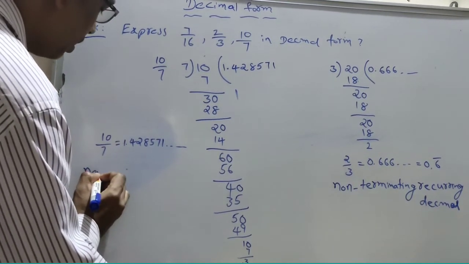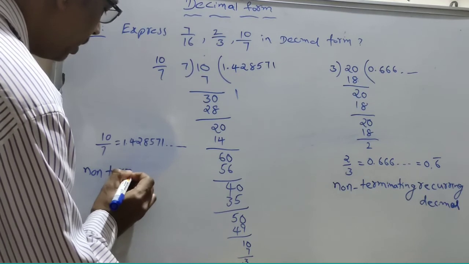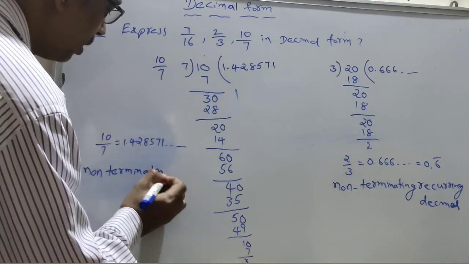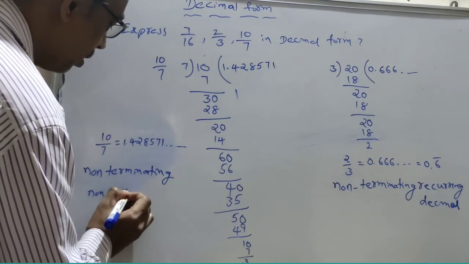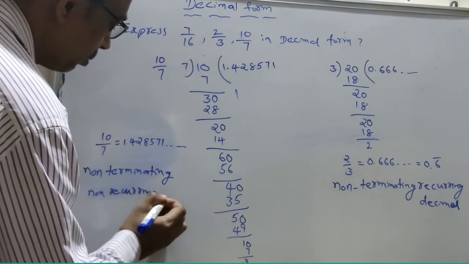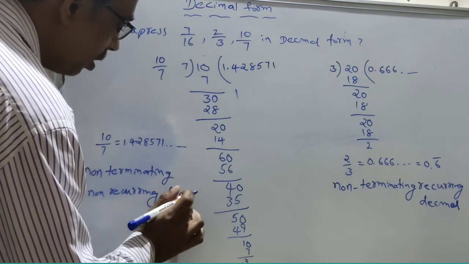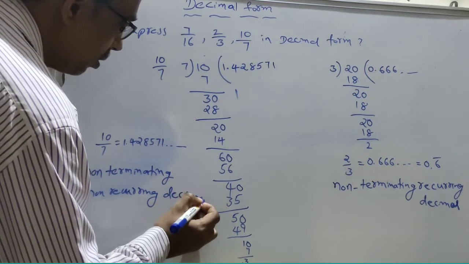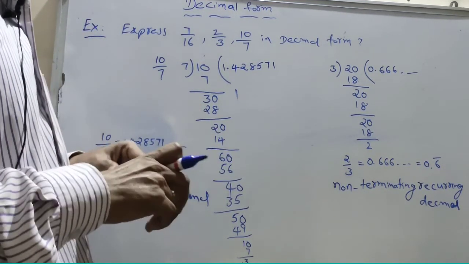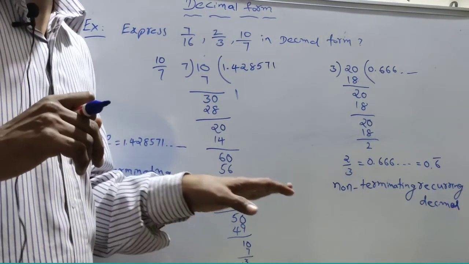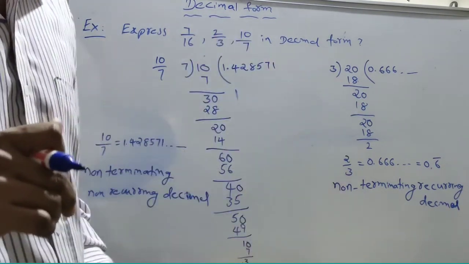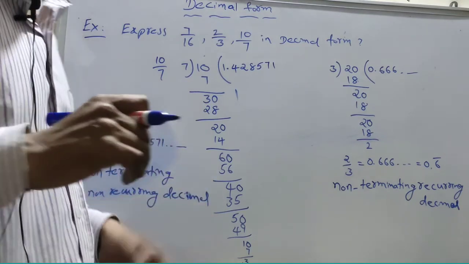It is known as non-terminating, non-recurring decimal. So these are the 3 types of decimals. Please observe this carefully. This concept is very useful for the further concepts. Okay, next.